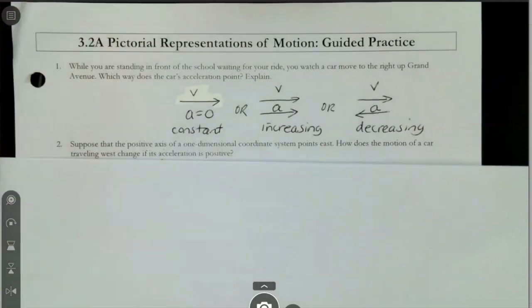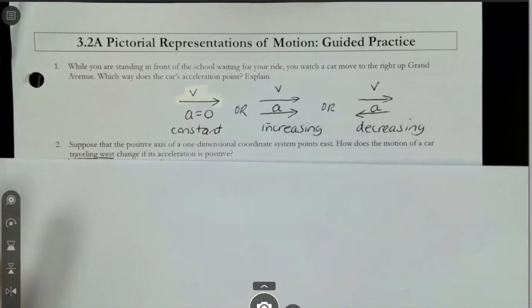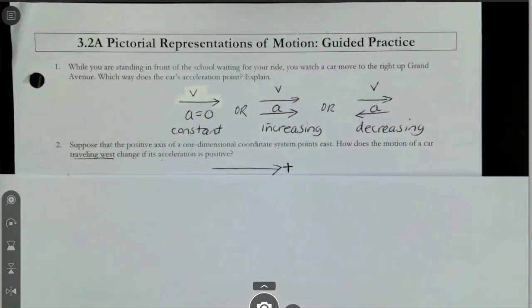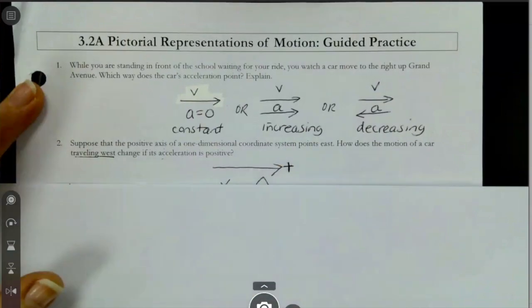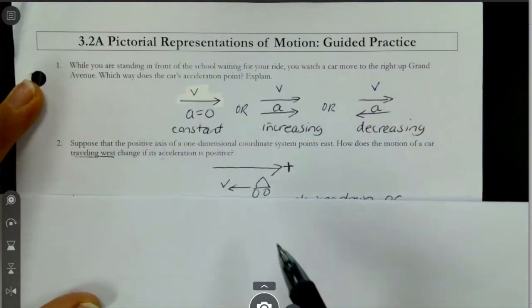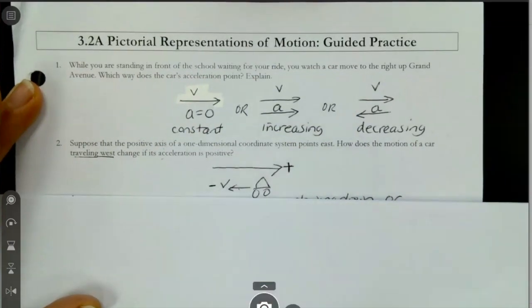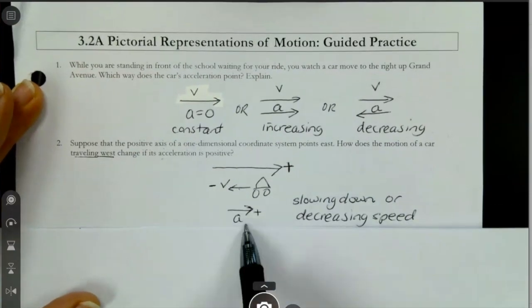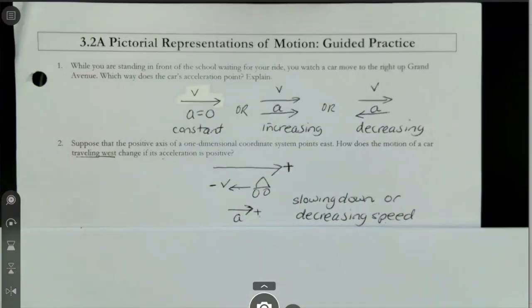Suppose the positive axis of a one-dimensional coordinate system points east. How does the motion of a car traveling west change? Traveling west tells you that the velocity arrow points west. So here's the first piece of information: positive points east. Then you know velocity points west, which means the velocity sign is negative. Then they tell you acceleration is positive. Now when these point opposite, that's decreasing speed. So this is how you put it together.